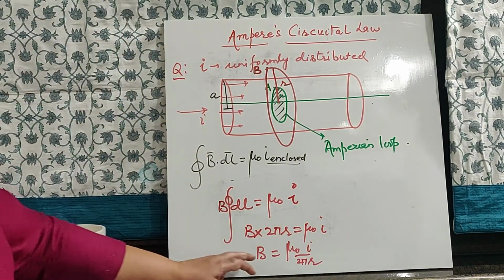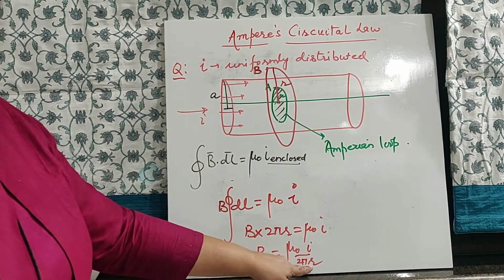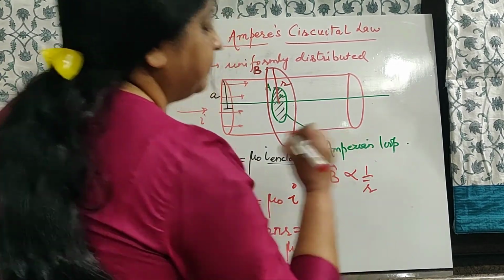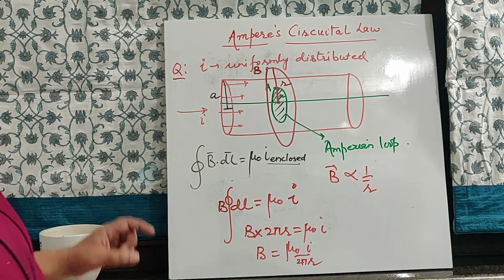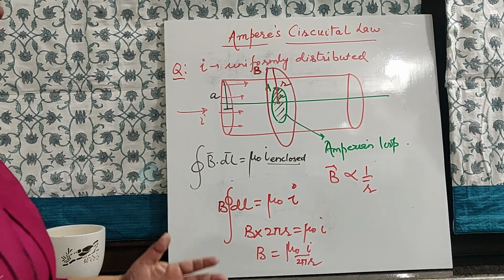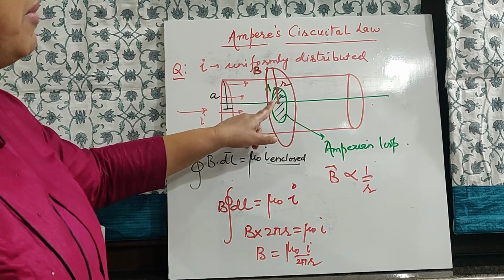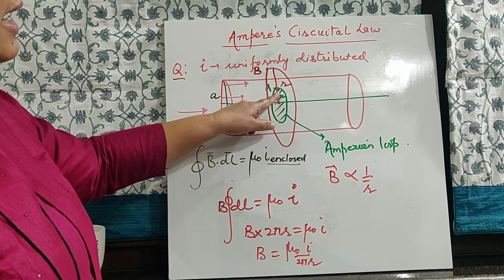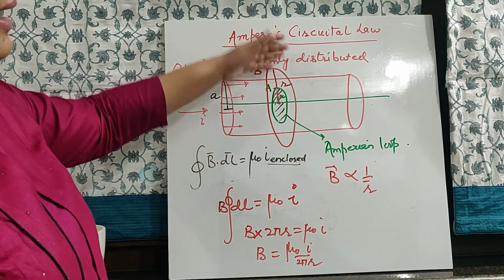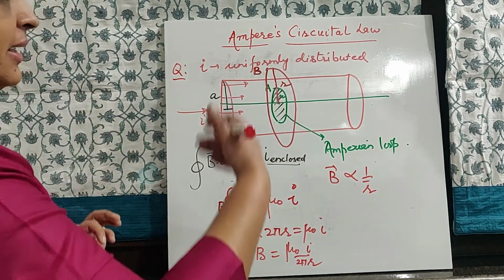So magnetic field now at the point B is inversely related to the distance R. So you can write down B is inversely related to the distance R. Correct? Now, these two expressions which we have just now derived: inside the conductor, the magnetic field varies in direct proportionality with the distance, whereas outside the conductor, it varies in inverse relationship with the distance.